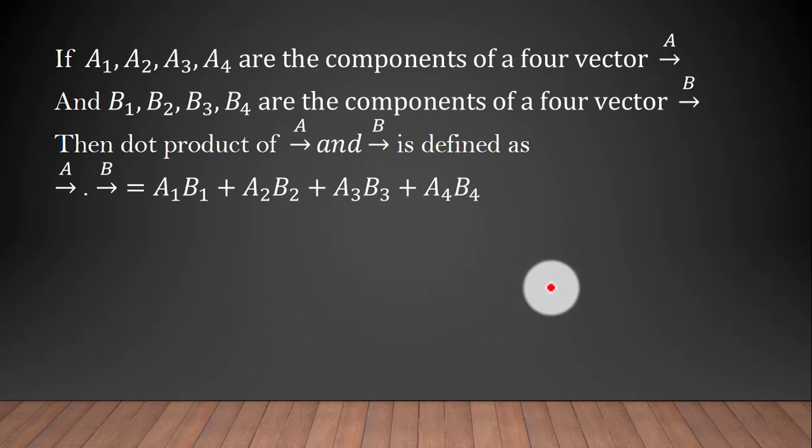Now let us define the dot product. As you know, in 3-dimensional space, if we take two vectors and take the dot product, then a dot b will be defined as ax bx plus ay by plus az bz. These are the components.